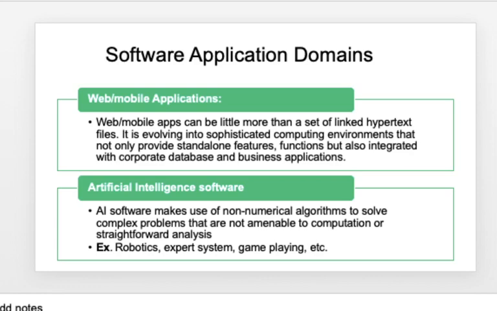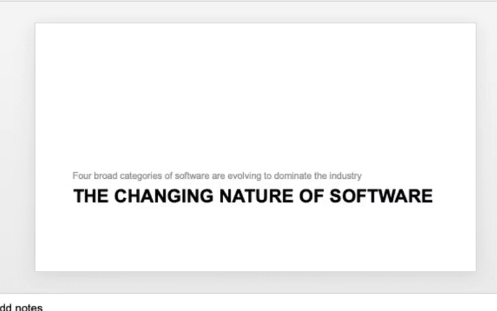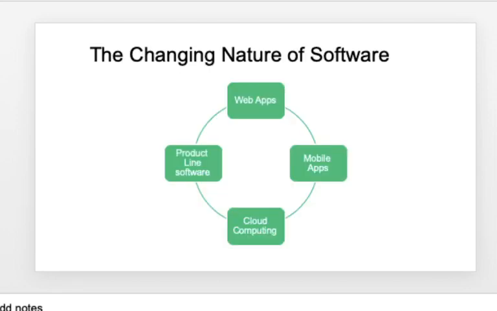Then we have the AI, the artificial intelligence software, which uses non-numerical algorithms to solve complex problems that are not amenable to computation or straightforward analysis. Expert systems, game playing, and robotics are certain examples of AI software. The changing nature of software is divided into four broad categories, namely web apps, mobile apps, cloud computing, another buzzword nowadays, and product line software.